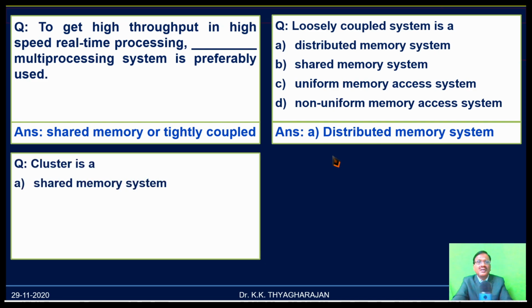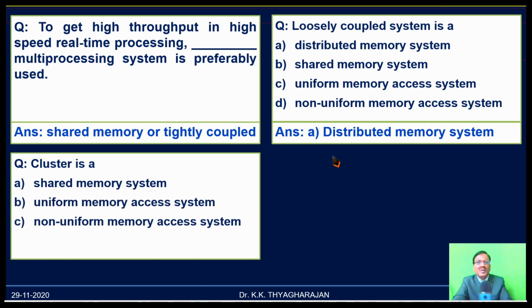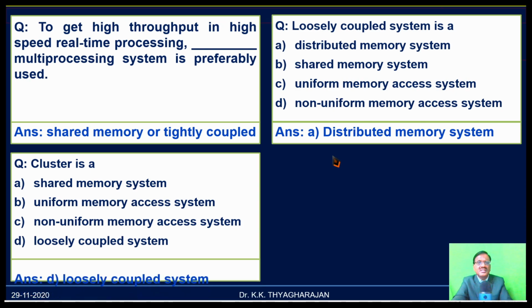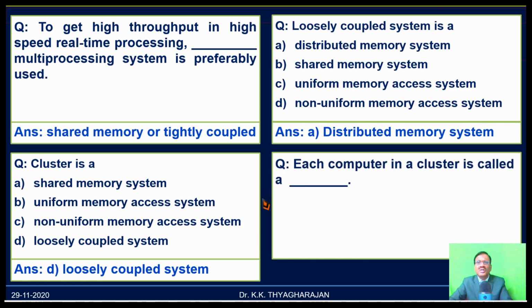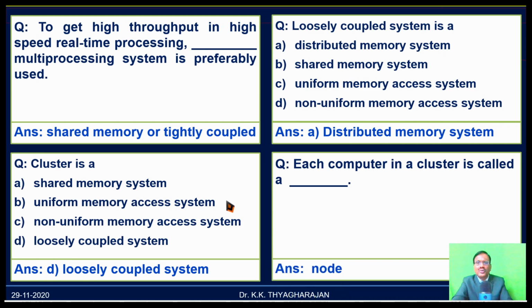Cluster is A. a shared memory system, B. uniform memory access system, C. non-uniform memory access system, D. loosely coupled system. So cluster is a loosely coupled system. So the correct answer is D. Let us see the next one. Each computer in a cluster is called a node.